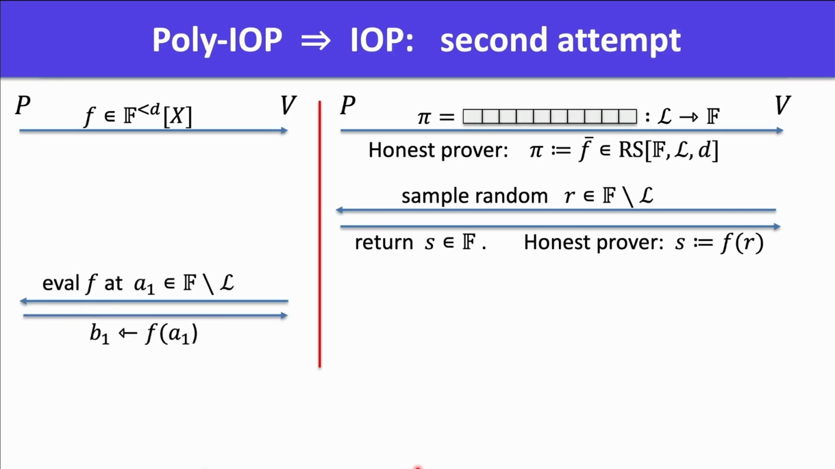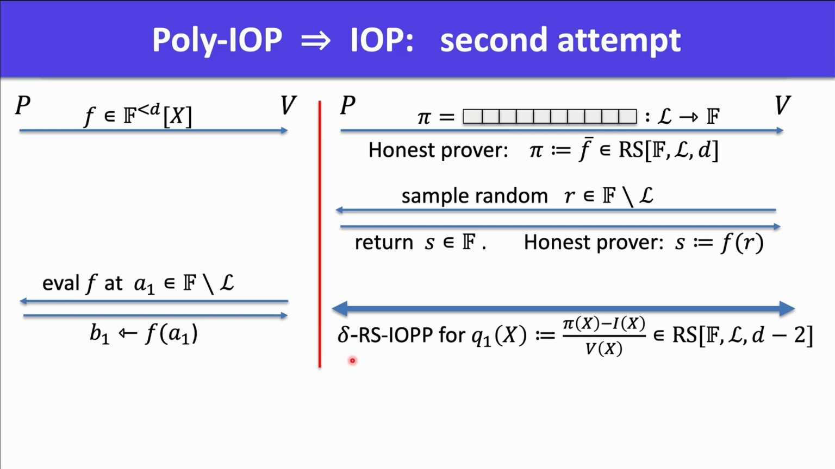Every time that the Poly-IOP verifier makes a query to the polynomial, what will happen on the IOP side is that they're going to run a Reed-Solomon IOP of Proximity for a modified quotient. The quotient is going to be for two values, to prove that the encoded polynomial evaluates to b1 at a1 and evaluates to s at r. Okay, and so what they'll do is they'll run a proximity test that this quotient is now close to a Reed-Solomon code of degree d minus 2.